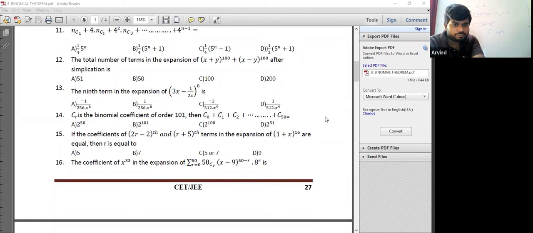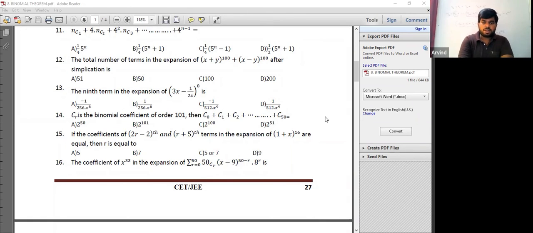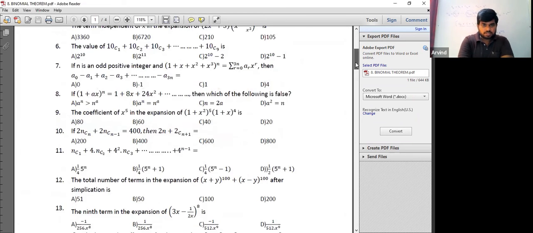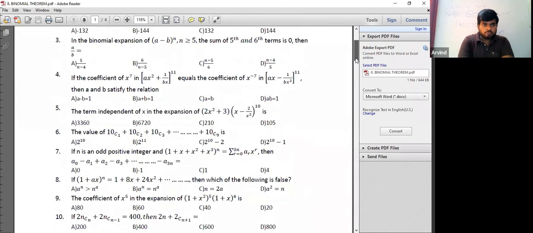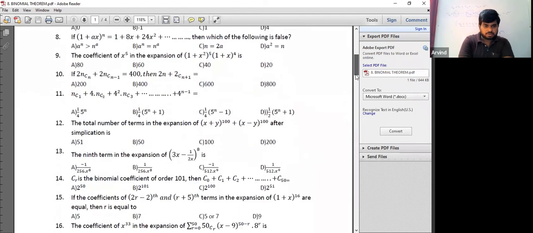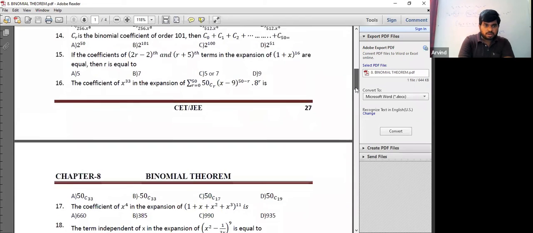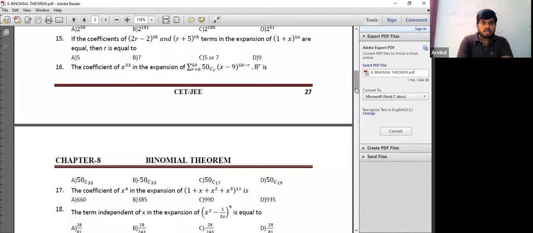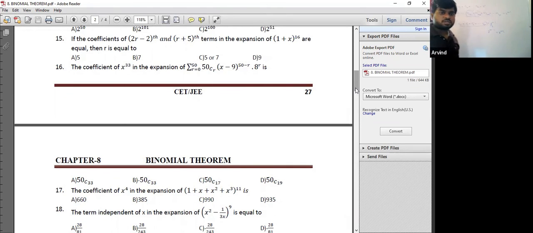Again, this one: if the coefficients of the (2r minus 2)th term and the (r plus 5)th terms in the expansion are equal, it is the same thing which we have done. For example, question number 4: if the coefficient of x power 7 is equal to the coefficient of x power minus 7, it is the same type. So I'll give it as a task for you. Try it out.